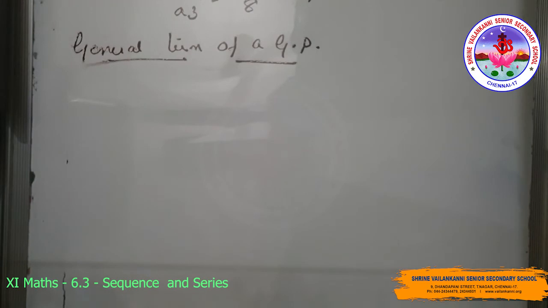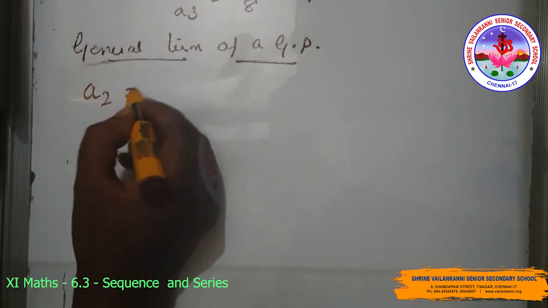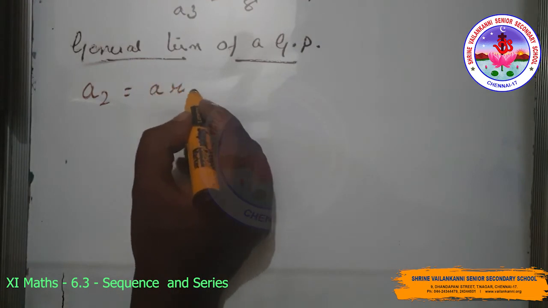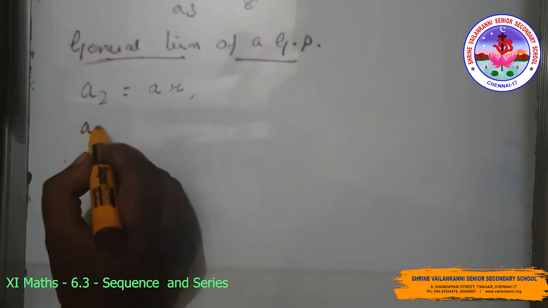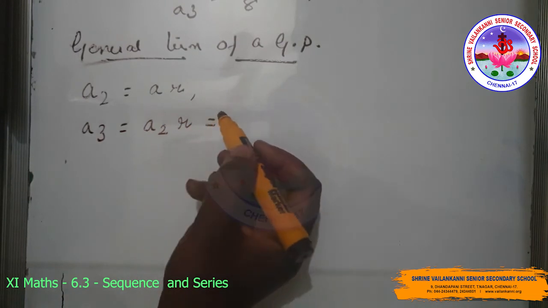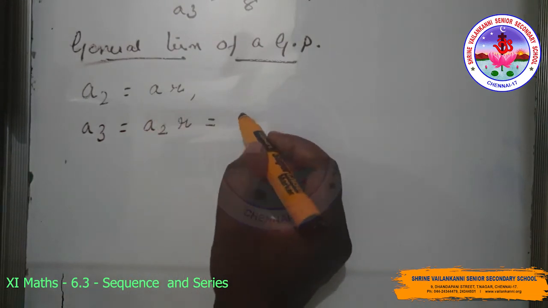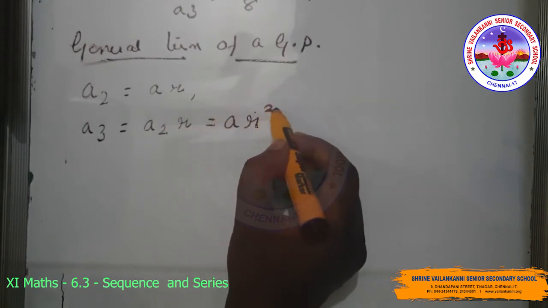General term of a GP. Let us consider a GP with first non-zero term A and common ratio R. Let us write a few terms of it. The second term is obtained by multiplying A by R. So the second term A2 is A into R. And the third term is obtained by multiplying A2 by R. So A3 is A2 R, where A2 is AR. So R into R, R square.